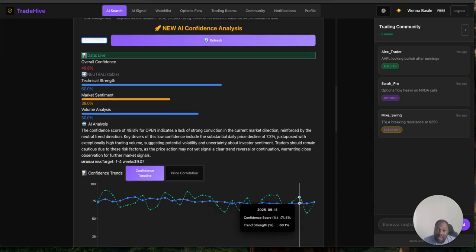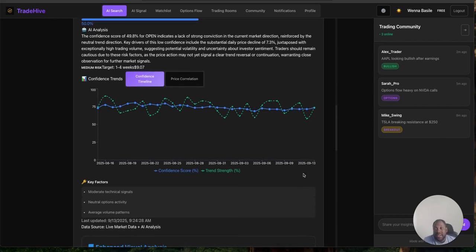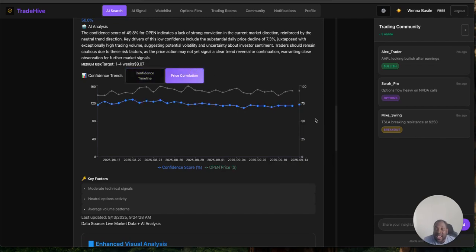So again, this stock, if you see the day here, 9/13, today, it's showing some signs of strength going up. Why? Because it dropped so low, people bought it before the market closed. And chances are, by Monday morning, it might go up a little bit, or it might touch the 934 that we saw there, right? So this is really good. The confidence timeline, and also price correlation.